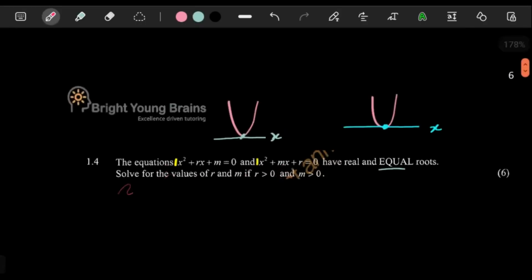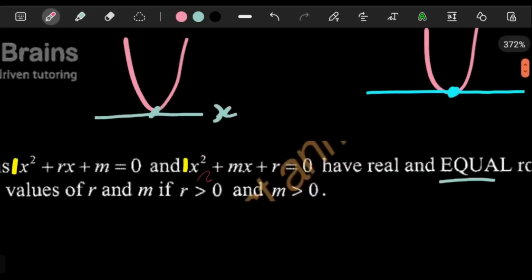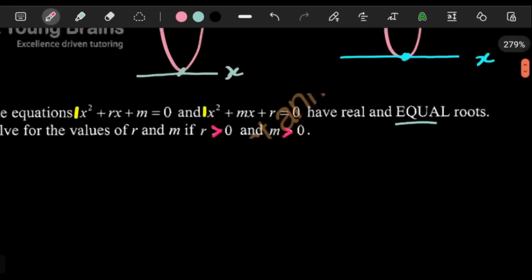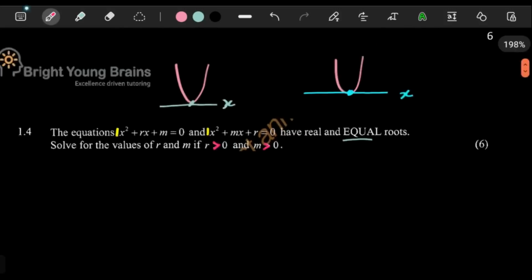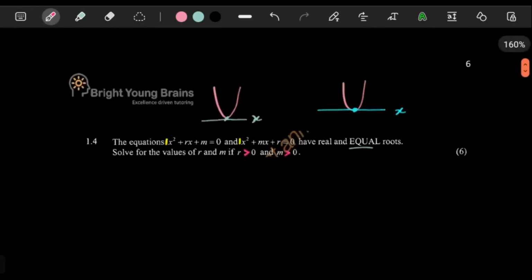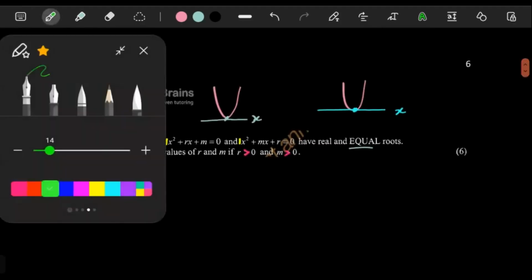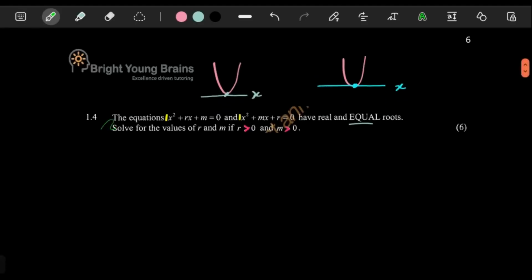So keeping that in mind, they said here, solve for the values of r and m if r is bigger than 0 and m is also bigger than 0. The idea behind them asking us to solve for r and m, you have to be creative. If you're thinking of roots, we always know you have to think of delta, which is b squared minus 4ac. So for equal roots, you have to be working with where this expression is equal to 0. So this is where we can start.